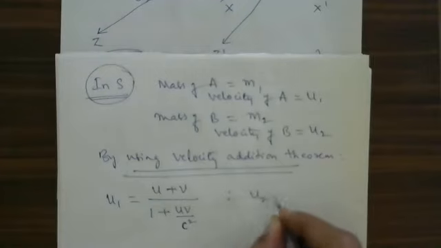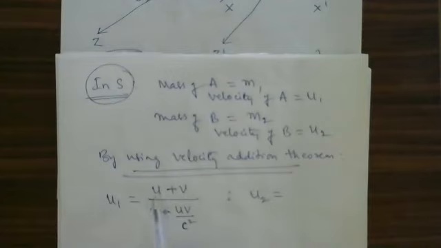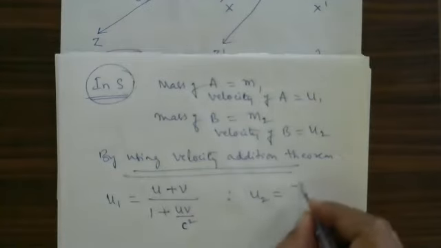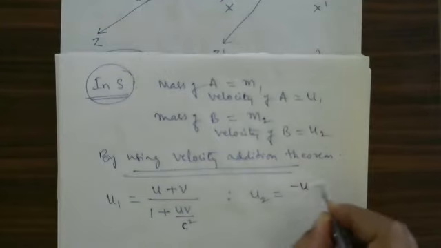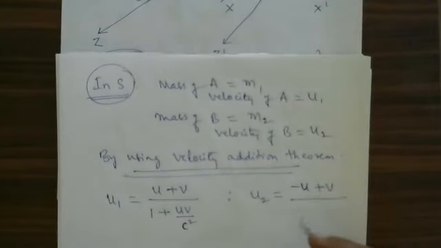Similarly, U2 is equal to how much? In place of U, I am supposed to write minus U, because it is moving in the opposite direction. So U2 is equal to minus U plus V divided by 1, and in place of this plus sign I put minus UV divided by C square.